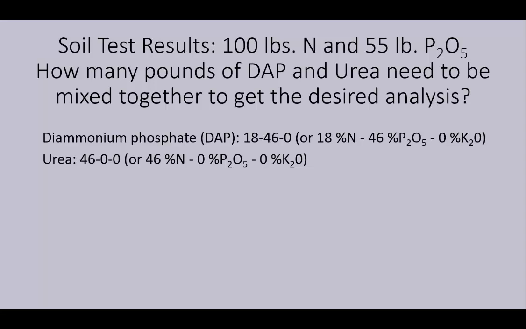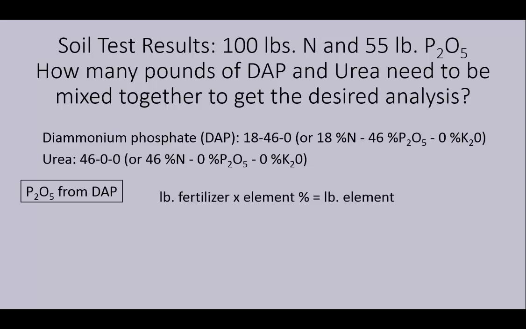DAP's analysis is 18-46-0, or 18% nitrogen, 46% phosphorus, and 0% potassium, while urea's analysis is 46-0-0, or 46% nitrogen and 0% phosphorus or potassium. As you can see, DAP supplies both nitrogen and phosphorus, and urea supplies only nitrogen. This means all of our phosphorus supply must come from DAP. Therefore, we need to start by determining how much DAP is required to supply all of the phosphorus needed.